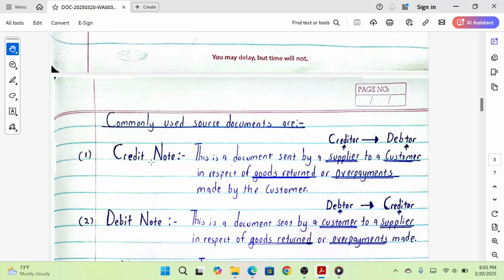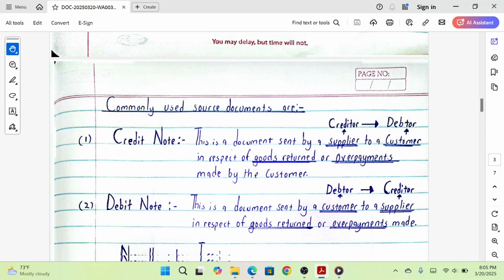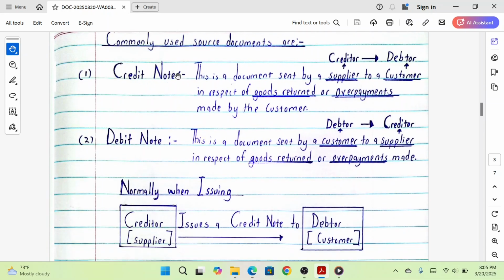Now, most students cannot differentiate between a credit note and a debit note. A credit note is a document sent by a supplier to a customer in respect of goods returned or overpayments made by the customer. It is a creditor that issues a credit note to a debtor. A creditor can be a supplier and a customer can be a debtor. I'm going to go on and explain further.